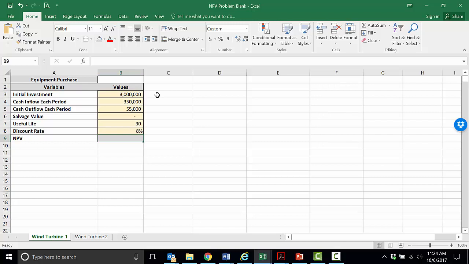Now we have all of our variables that we decided on previously in Excel, so we can calculate present value like we did in video 3 using the present value function. So let's start that function. We're going to use the equal sign, PV, open parentheses.